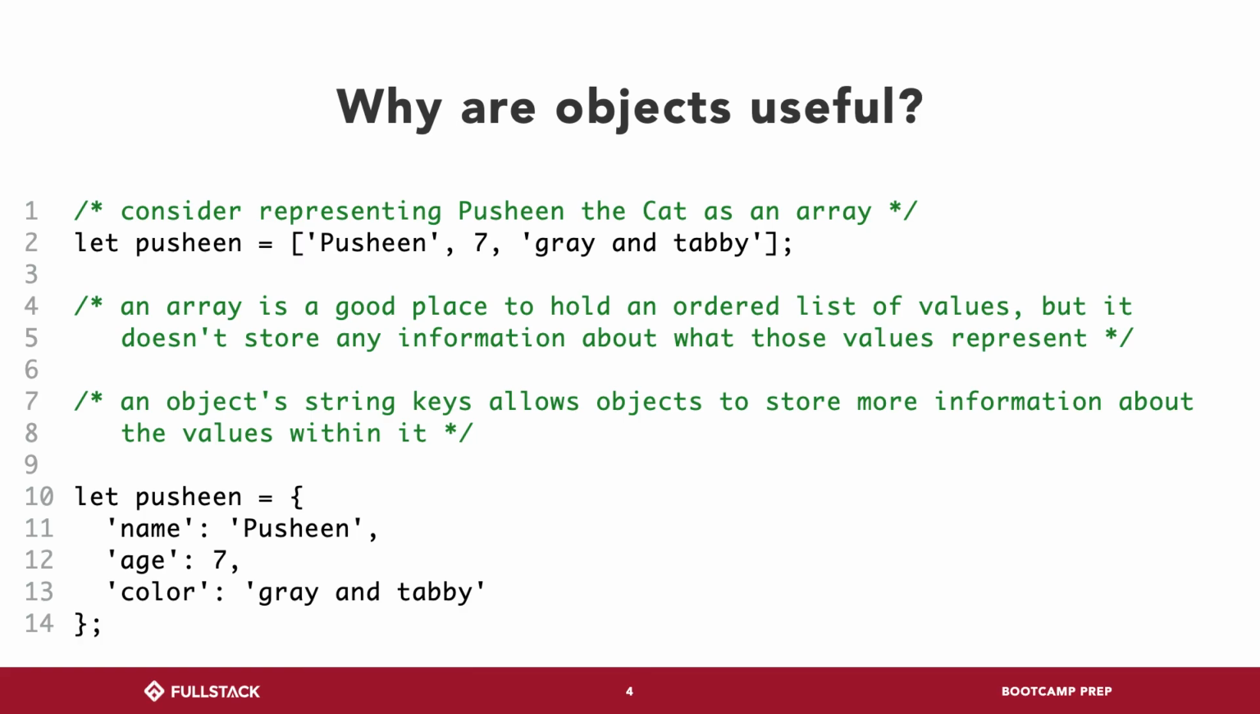So here we have the pushing object, and we have the name key, and its value will be the string Pushing. We have the age key, and that value will be the number 7, and the color key, which will be the string gray and tabby. So now we know more about those values. That Pushing is actually the name of something. The 7 is actually its age, whatever that thing is, and we know what color it is, gray and tabby. Does everyone see the value in this? This is more humanized, right?